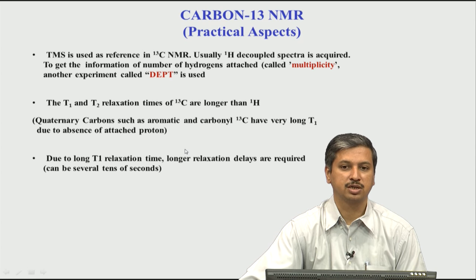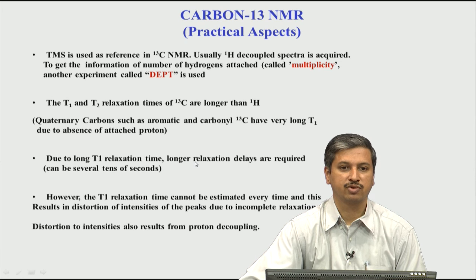The problem is there is a range of T1 and T2 values, but those carbons which are attached to a hydrogen will have a relatively shorter relaxation, and therefore, in all the NMR experiments we typically do for carbon we worry about only those which are attached to hydrogens. So, that will be of the order of a few seconds of T1 relaxation. So, your relaxation delay can be about 10 seconds, instead of using minutes.